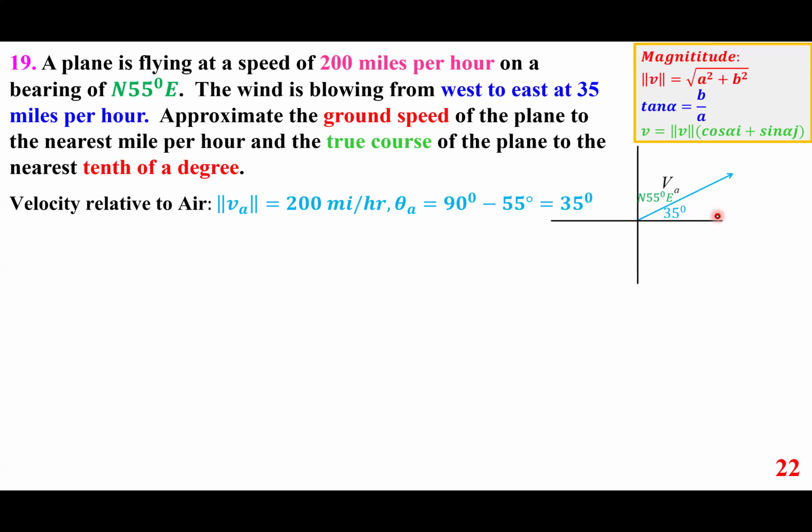The wind has the magnitude of 35 miles per hour, and it goes from west to east. It goes this way, west to east, so it's parallel to the x-axis. That makes a 0-degree angle. The reason this is 0 is because it's parallel to the x-axis, right? Let's write both of them in this format. So this would be 200 times cosine of 35 i plus sine 35 j.